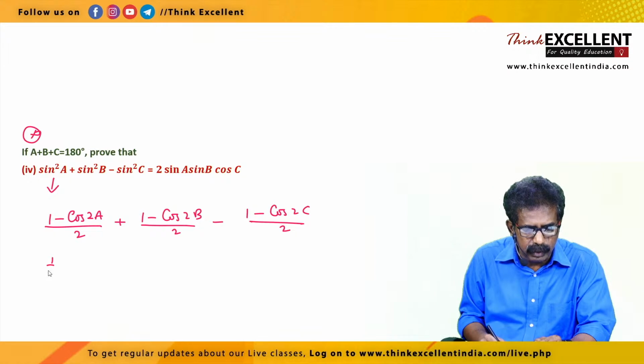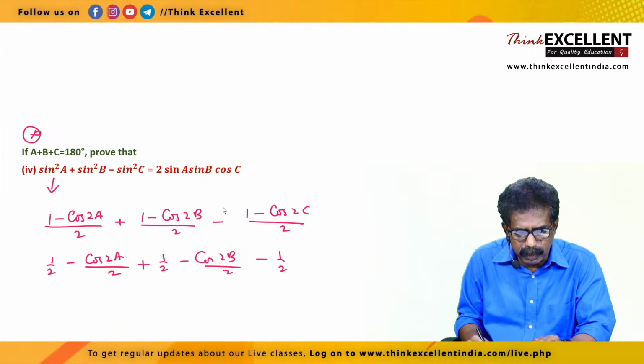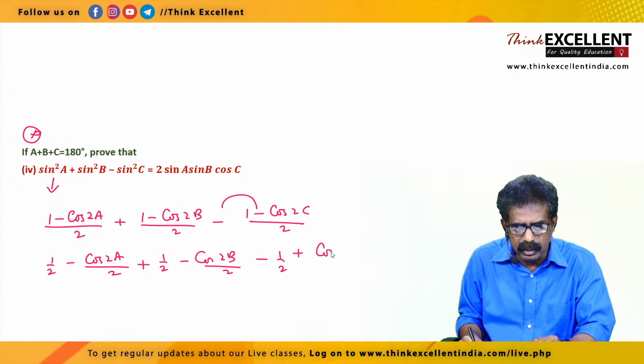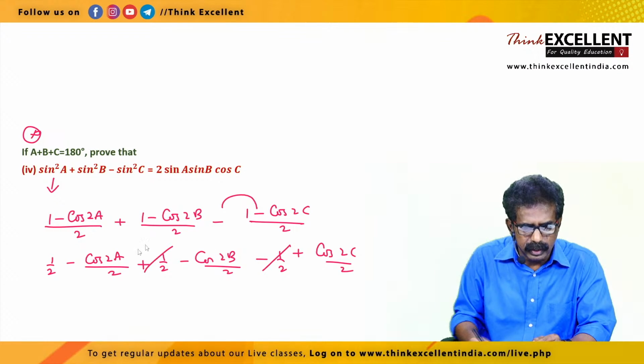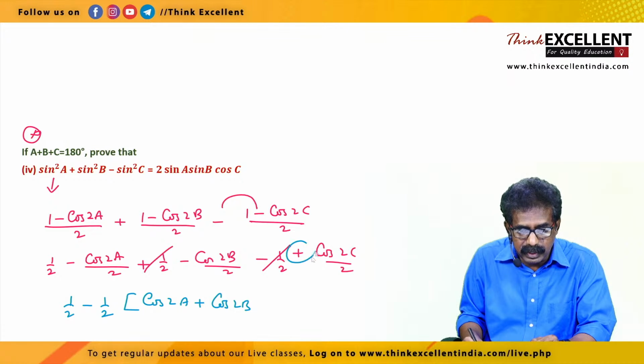ஒவ்வொன்று ரெண்டா split பண்ணீங்கன்னா 1 by 2 minus cos 2A by 2, 1 by 2 minus cos 2B by 2, minus 1 by 2, அடுத்தது minus into minus வரதுனால plus cos 2C by 2. Minus 1 by 2 plus 1 by 2 cancel ஆயிரும். Now from all the remaining terms, you take minus 1 by 2 outside. Minus 1 by 2 எடுத்துட்டீங்கன்னா cos 2A, plus cos 2B, and இங்க plus இருக்குல்ல, so minus cos 2C.